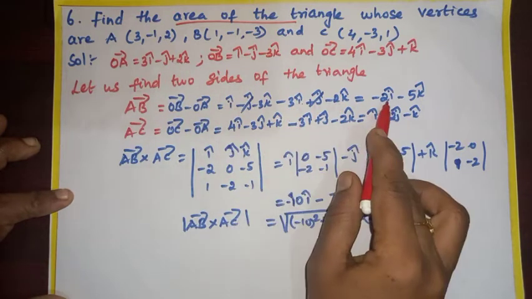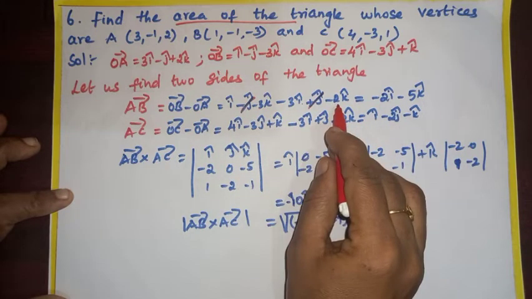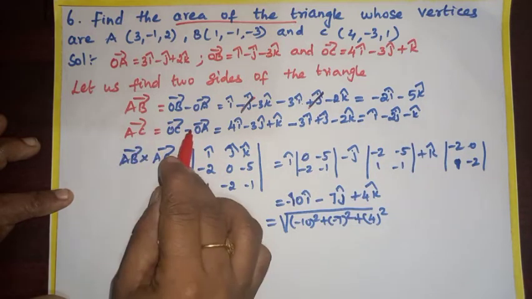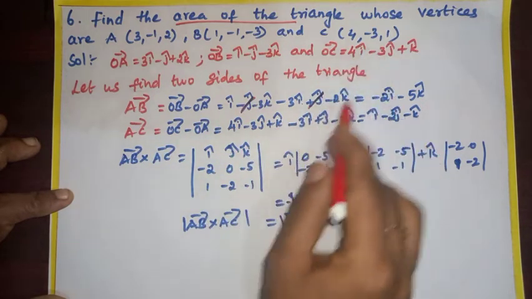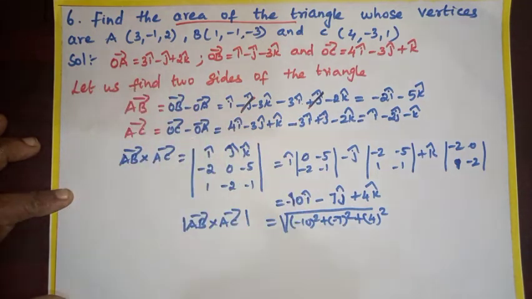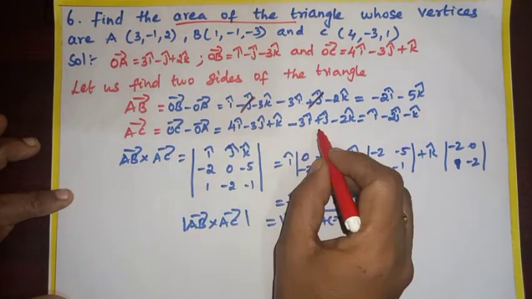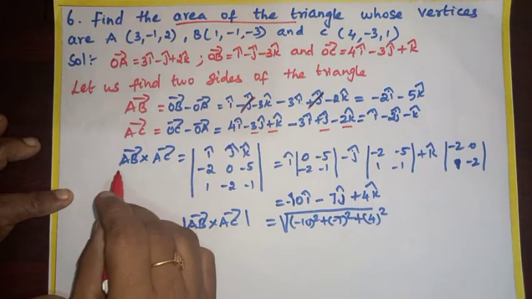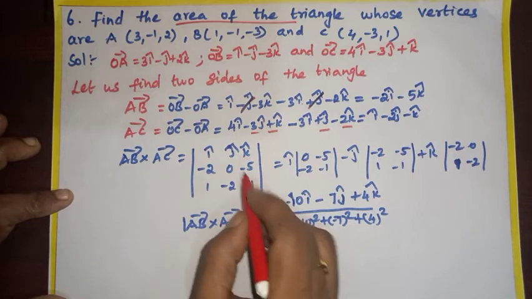i minus 3i is minus 2i. Minus j plus j will be cancelled. Minus 3k minus 2k is minus 5k. Next vector AC, which is equal to OC minus OA. OC vector as 4i minus 3j plus k minus of OA vector, minus 3i plus j minus 2k, which is equal to 4i minus 3i is i, minus 3j plus j is minus 2j, plus k minus 2k is minus k. First we need to find vector AB cross vector AC by using the method of determinant.